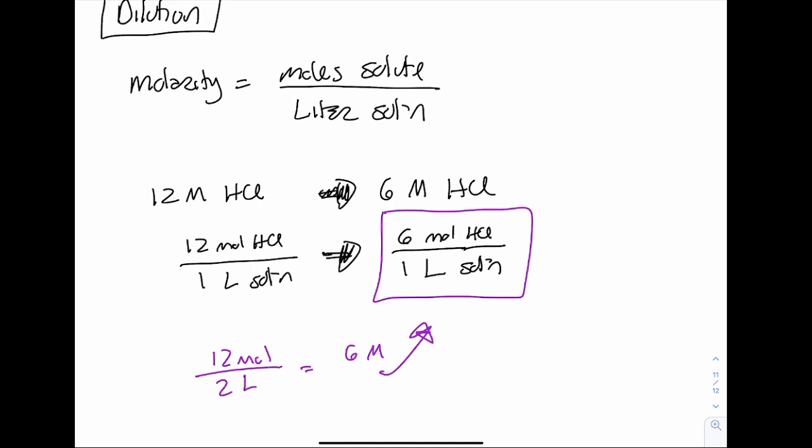So whenever we dilute a solution, and this is really important because we're going to derive an equation, and this is the basis for that equation, the number of moles in our solution is not changing. I have the same number of moles in my undiluted solution as I do in my diluted solution. The only thing that's changing is my volume, so thus my final answer changes.